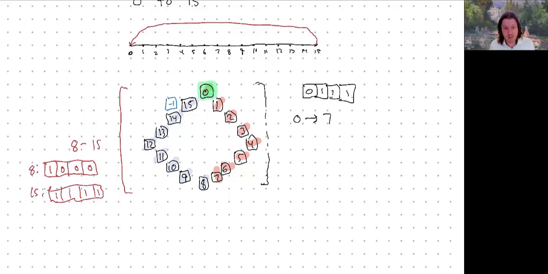In the signed representation, 15 is actually going to go to -1, 14 to -2, 13 to -3, 12 to -4, 11 to -5, 10 to -6, 9 to -7. The cool thing about this is that we do not have positive and negative 0. Instead, we get one extra digit on the negative side of things. So that's going to be -8.